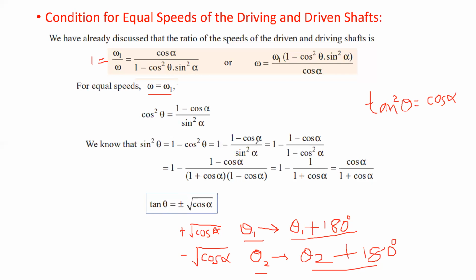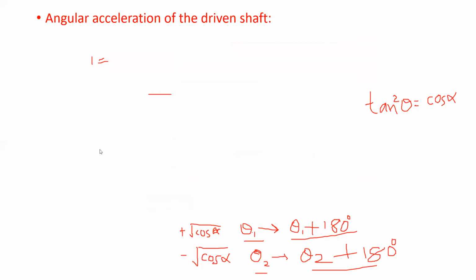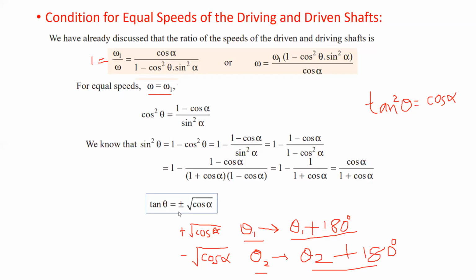In your syllabus it is clearly mentioned that no numerical should be asked on your second module. So a numerical cannot come, but a derivation can come. So this is what is next. You note down this condition, tan theta is equal to this, then we will proceed further.